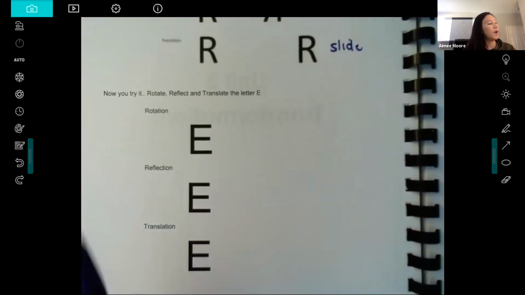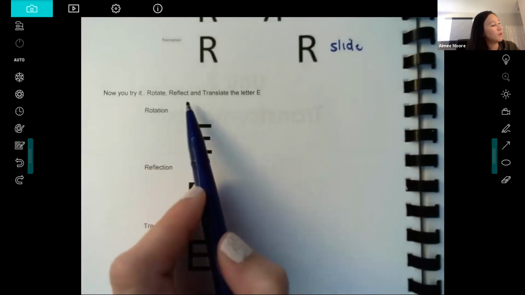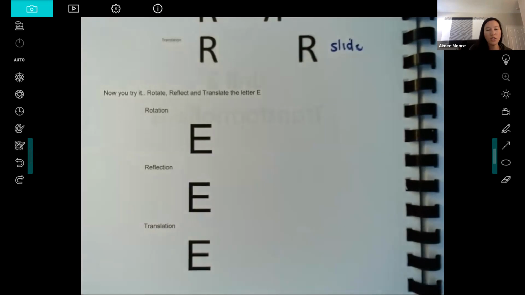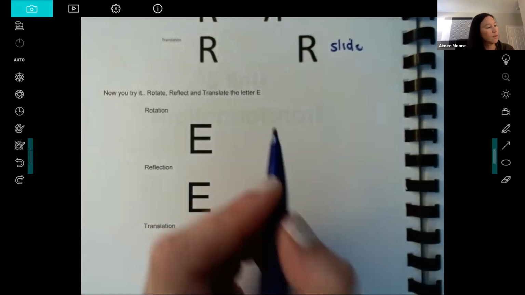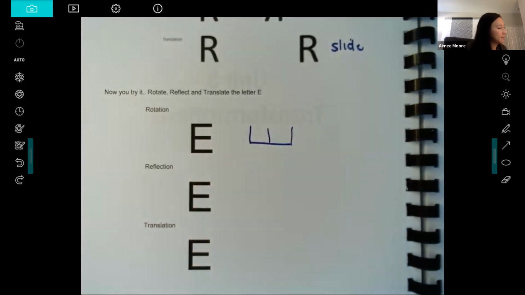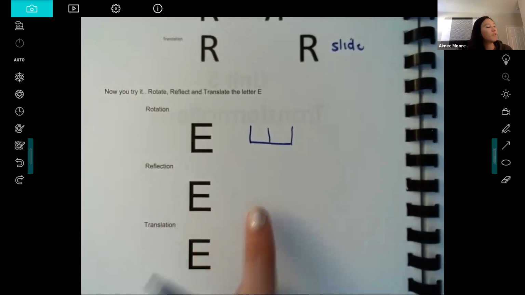Okay, so now you go ahead and try it. So rotate, reflect, and translate the letter E. So for the rotation, you're going to just turn the letter E. So maybe it could be something like this. I just turned it. The reflection, you're going to flip it. So you're going to draw its mirror image.